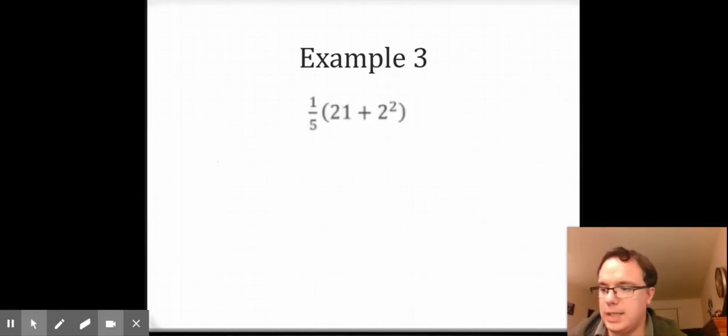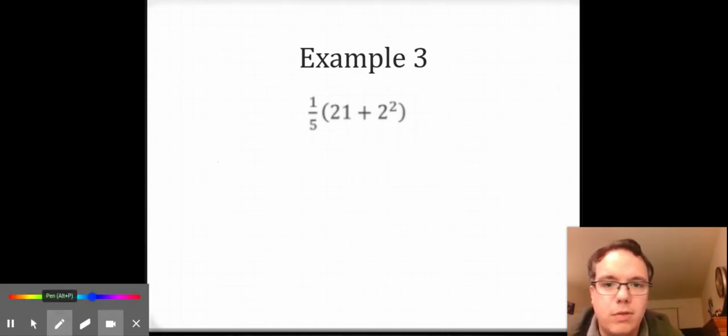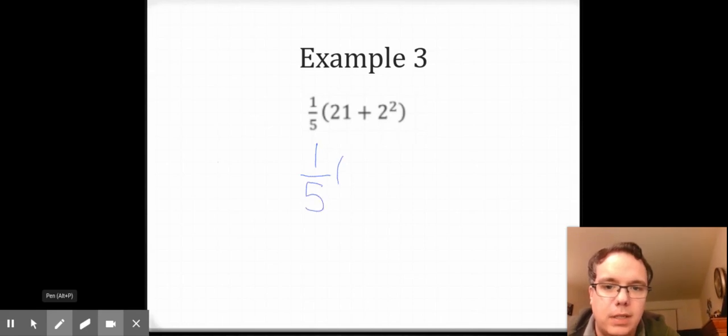All right, next example. I have 1/5 of the quantity 21 plus 2 squared. So I do have grouping symbols. Within the grouping symbols, I have 21 plus 2 squared. So should I add first or do the 2 squared? Well, according to our order of operations, I do 2 squared. So within my grouping symbol, I'm going to follow the order of operations. So 21 plus, and 2 squared is 2 times 2 or 4.